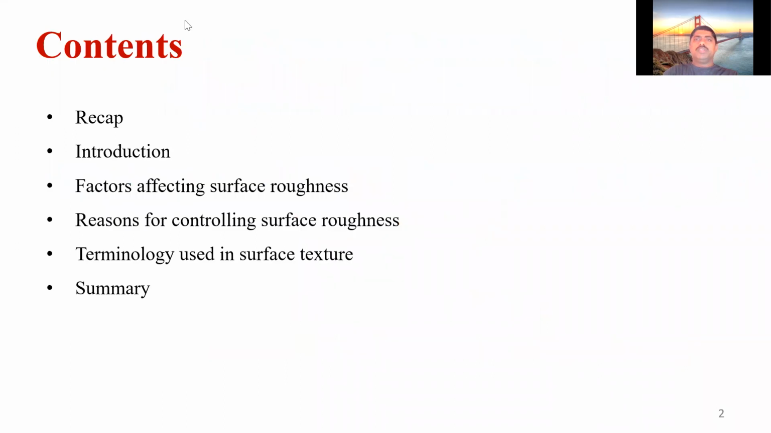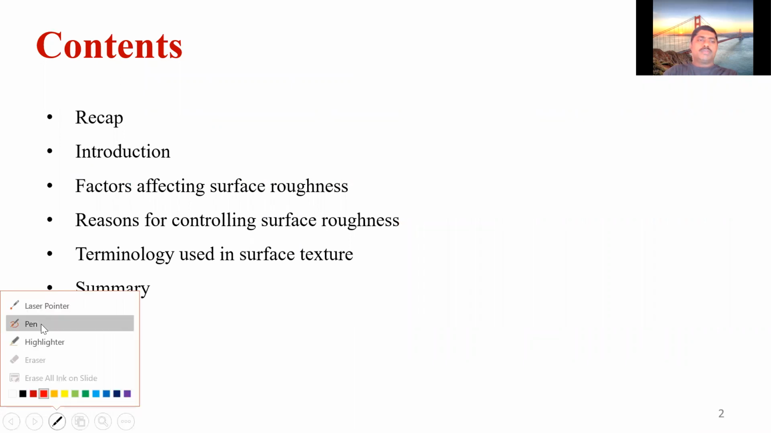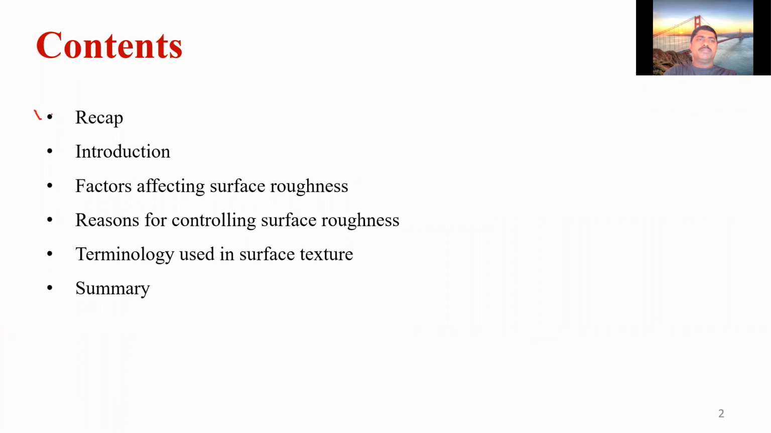So the contents of today's topic are: recalling screw thread measurement and gear metrology, and then we'll provide the introduction to surface texture, and then we'll discuss what are the factors that affect the surface roughness and what are the reasons for controlling the surface roughness, and then the terminology used in surface texture, and then we will summarize today's topic contents.